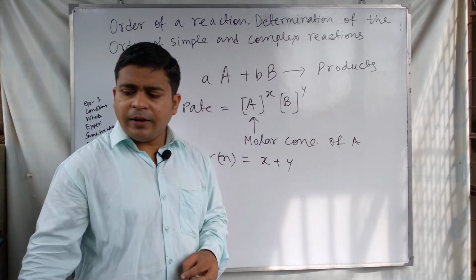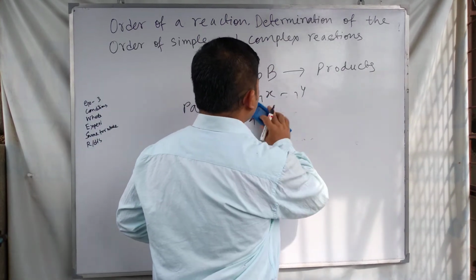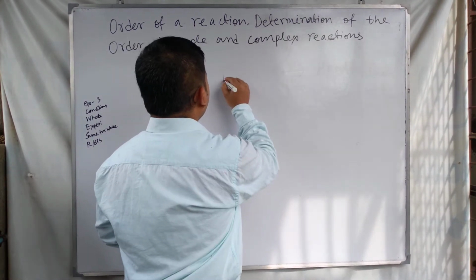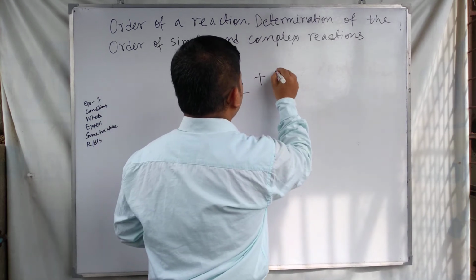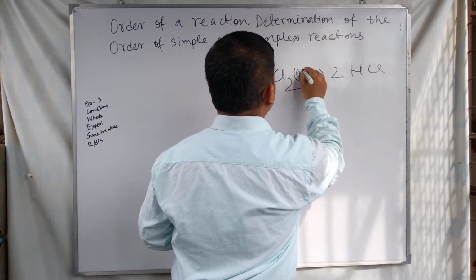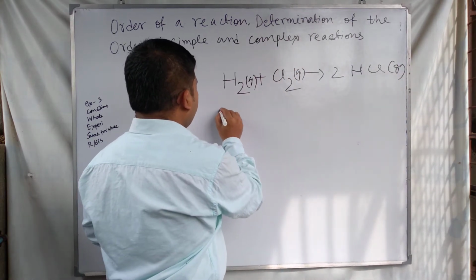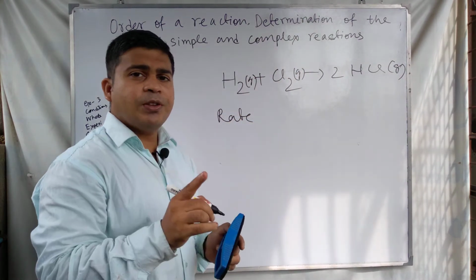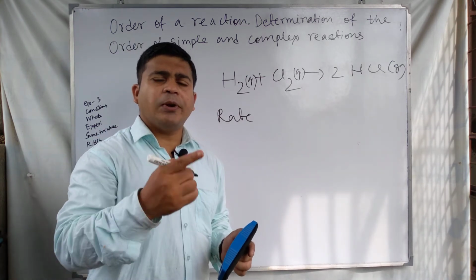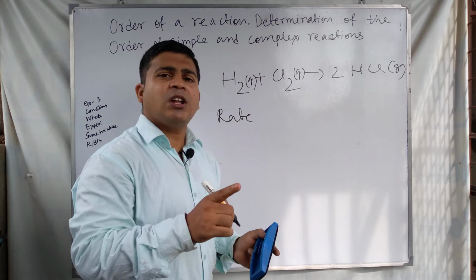After that, we will look at some examples where we can find the order of reactions. Suppose a reaction between H2 and Cl2 produces 2 HCl gas. In this case, the rate equation is an experimentally determined factor. The rate equation can be determined only experimentally. It cannot be determined theoretically. It is an experimental finding.